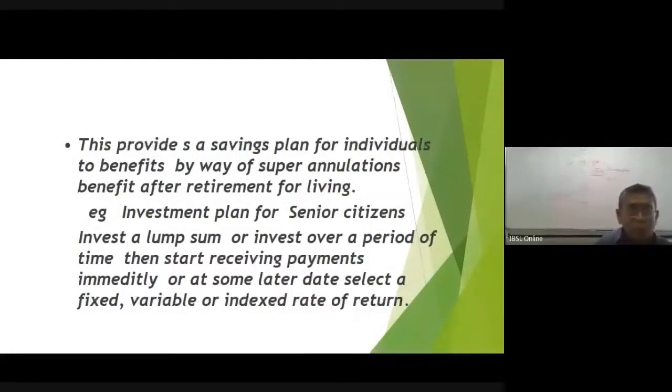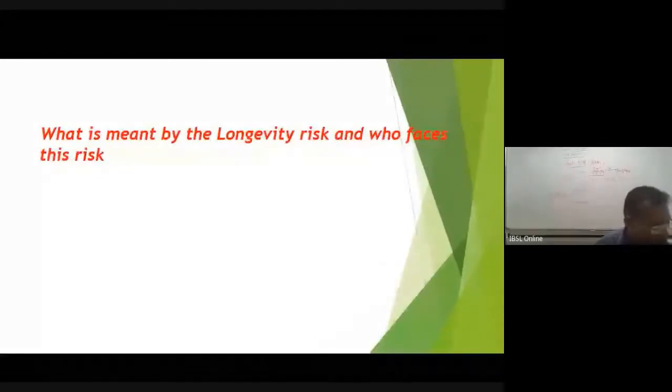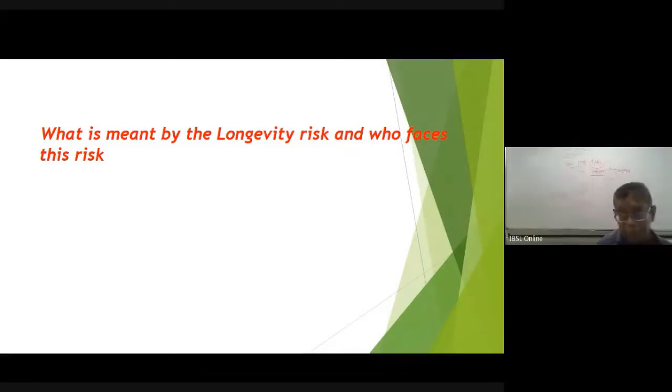Okay, so now we are going to discuss something that may not be in your handout. Therefore, please write down this point in your handout. Please write down what is meant by longevity risk. Longevity risk.